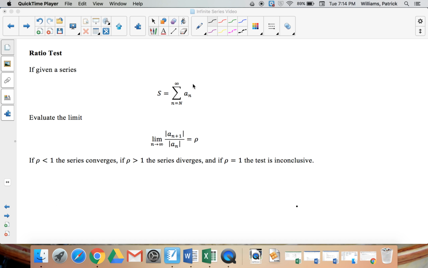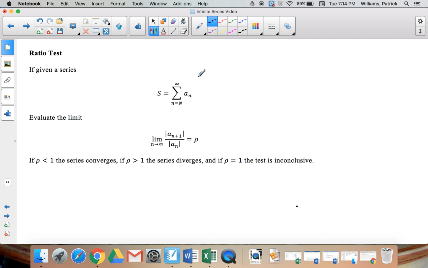So if we're given some series, basically just any series. Notice I said little n starts at big N. That just means we can start anywhere. We can start at n equals 0, n equals 1, n equals 5. It doesn't matter. Sometimes people get hung up on the starting places, and really the only series where you've got to get hung up on that is the geometric series, because that's the only one that we're going to learn where it's really relevant.